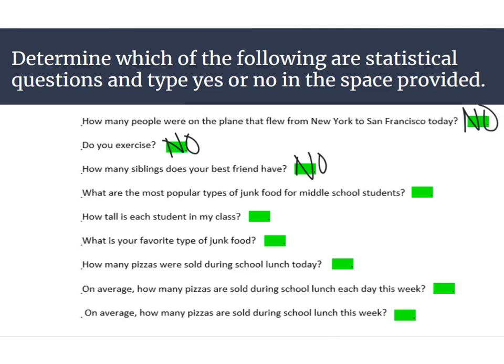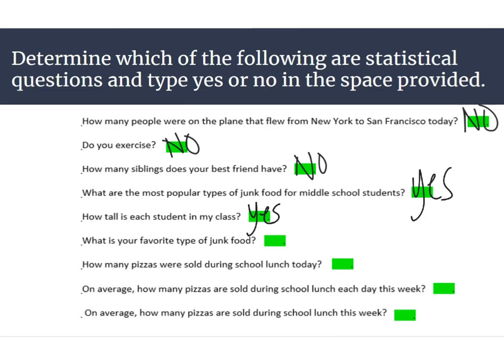The next one, what are the most popular types of junk food for middle school students? That would actually give you a lot of different answers. It's not asking what is your favorite type of junk food. It's saying what's the most popular type for middle school students. So that is actually going to be a yes. That is a statistical question. How tall is each student in my class? That question is also going to give a variety of different data points because I've got several different heights in my class. So that is also going to be a yes because it would give you a variety of different data points. So that is a statistical question.